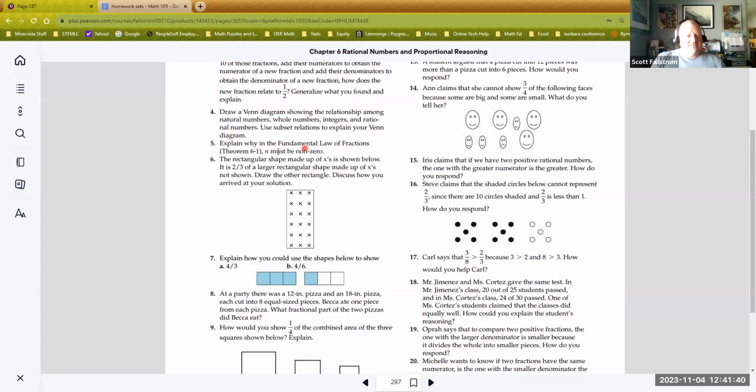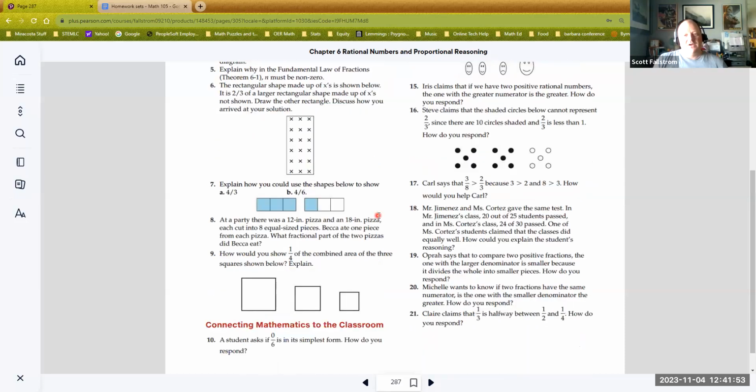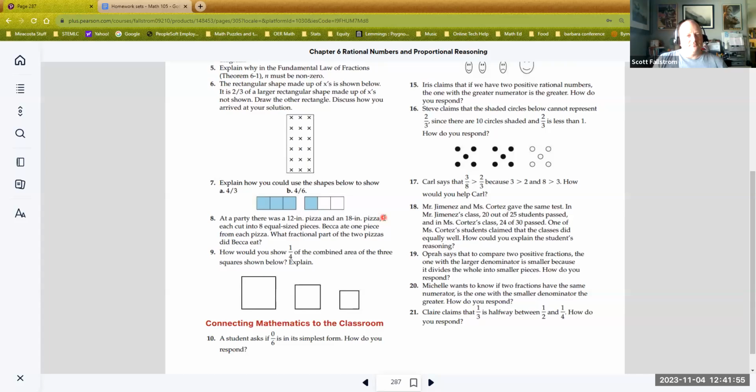Explain why in the fundamental law of fractions, n must not be 0. Yeah, how come you can't have 5 times n over n? Why can't I just put n equals 0 and have it work out? Nudge, nudge, wink, wink. Think back to division.